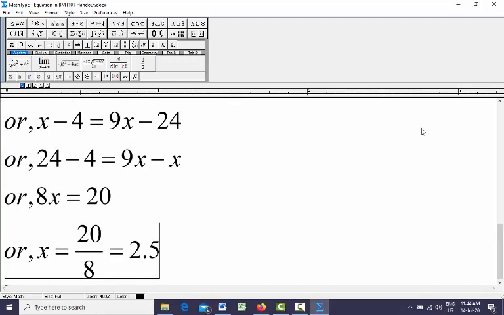So always make a practice of doing revision immediately after you solve a problem. There is no point of revising at the end of exam. Always spend 1 minute or 20 or 30 seconds to do some revision immediately after you finish a problem. So the answer of x is 2.5.